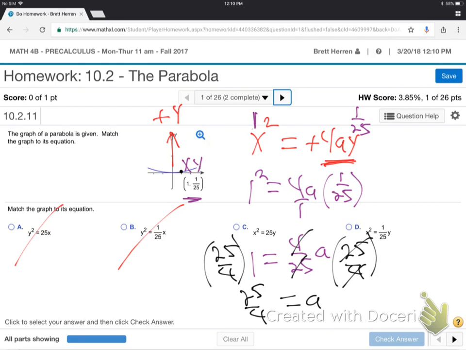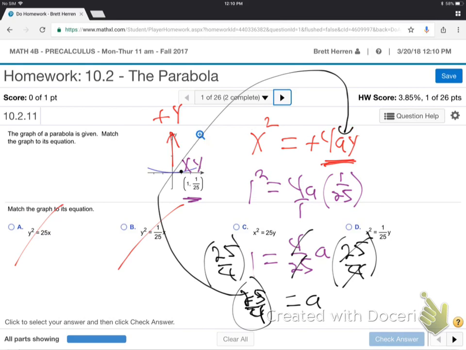So A is 25/4. Good, A is 25/4. So that's A, so what? Well, that means now we can go back up to our original equation. Whoops, I just erased it. Don't do that. 25/4. And I can put that in for A. So x squared is 4a y, where a is 25/4.